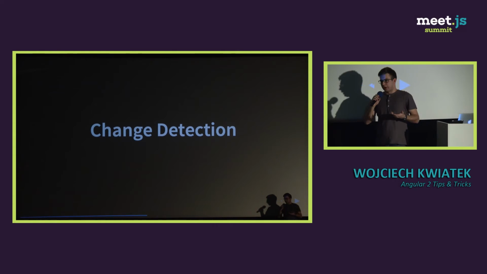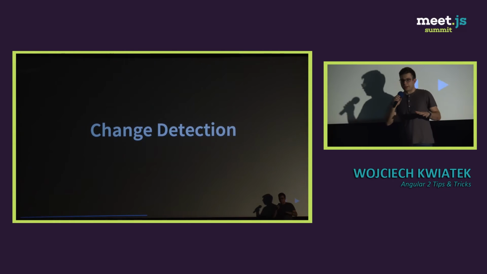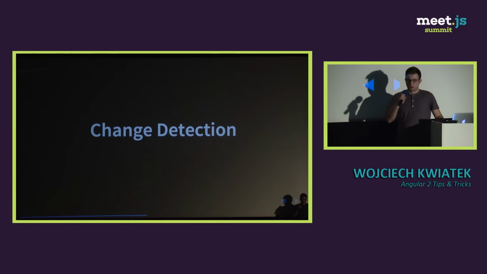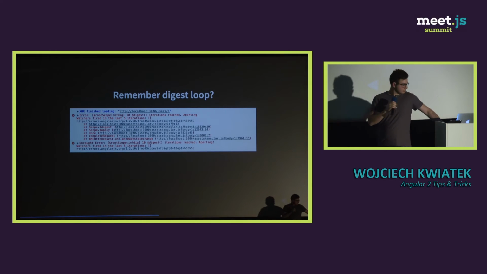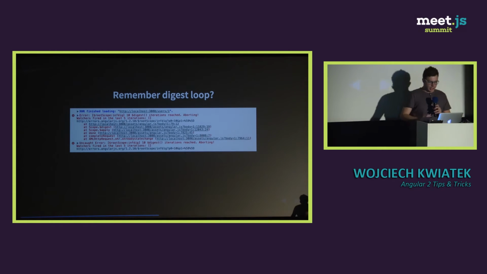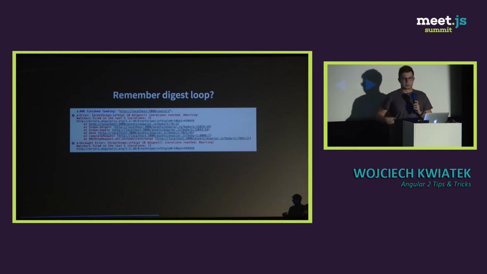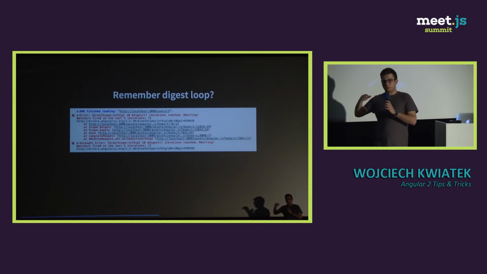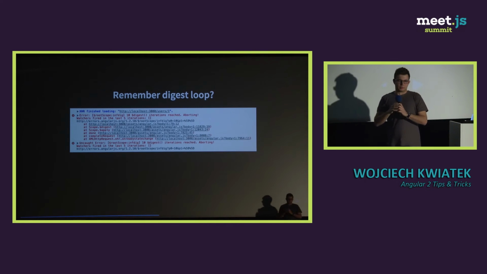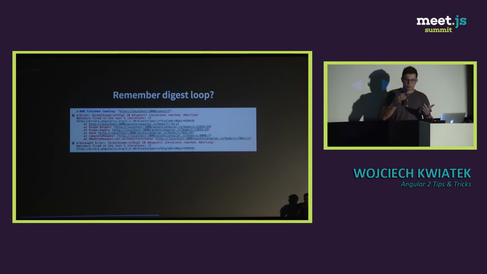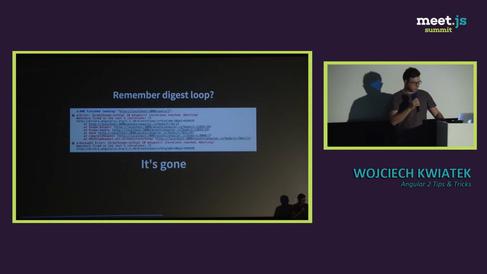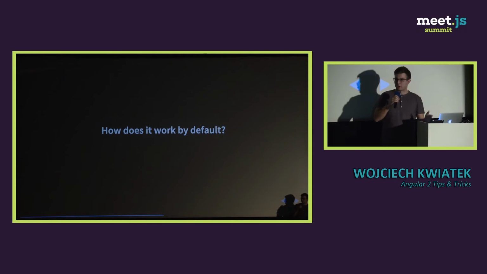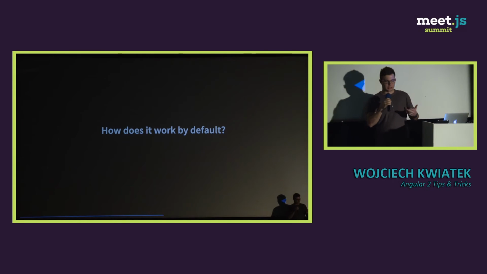Okay, the next big thing that Angular introduces is completely rewritten change detection. So you have probably seen something like that. Okay, that's the digest loop. And Angular 1 was checking if some changes were made using the digest loop, and then everything was two-way. There was two-way data binding, which is gone in Angular 2, so it's also gone. So what's instead? How does it work by default in Angular 2 if there's no digest loop?